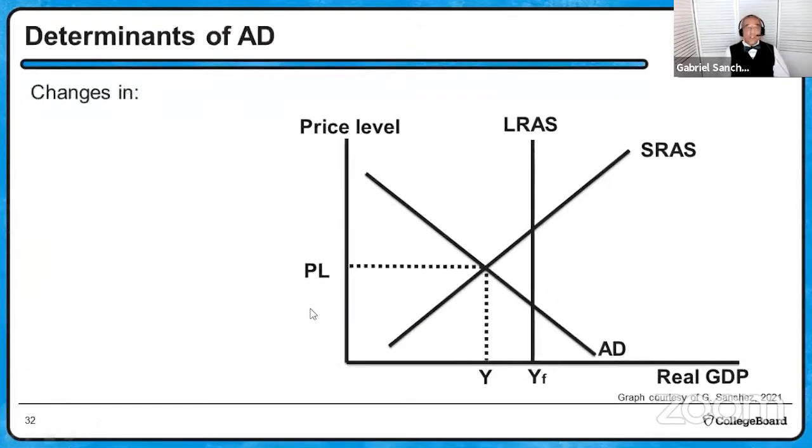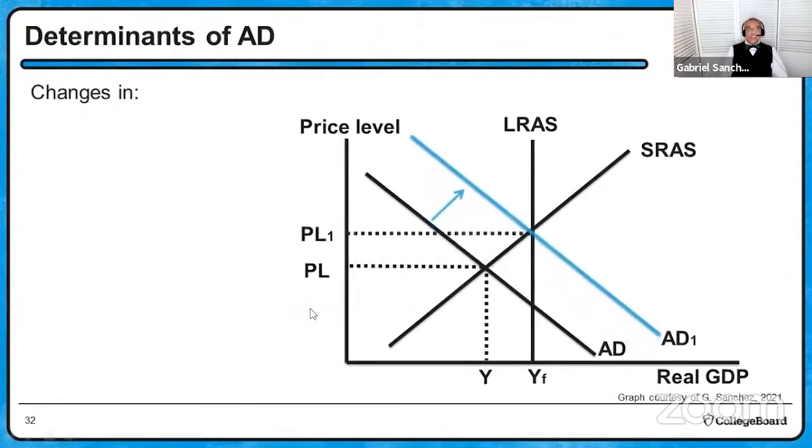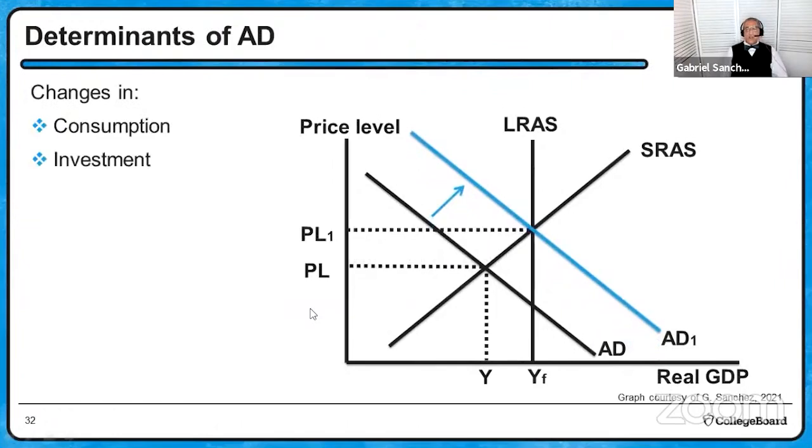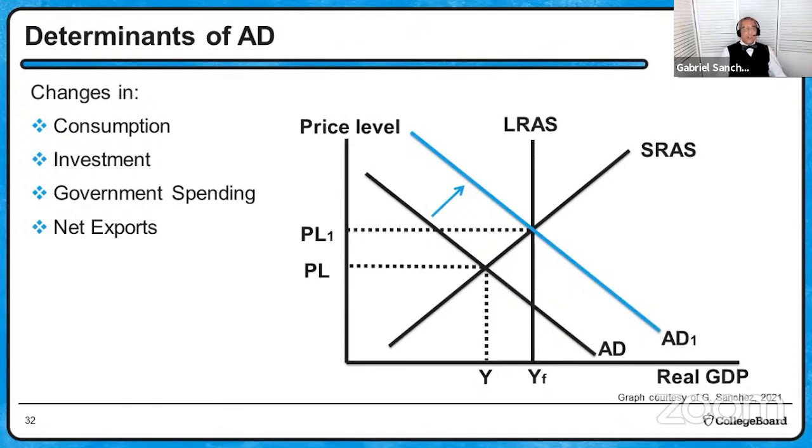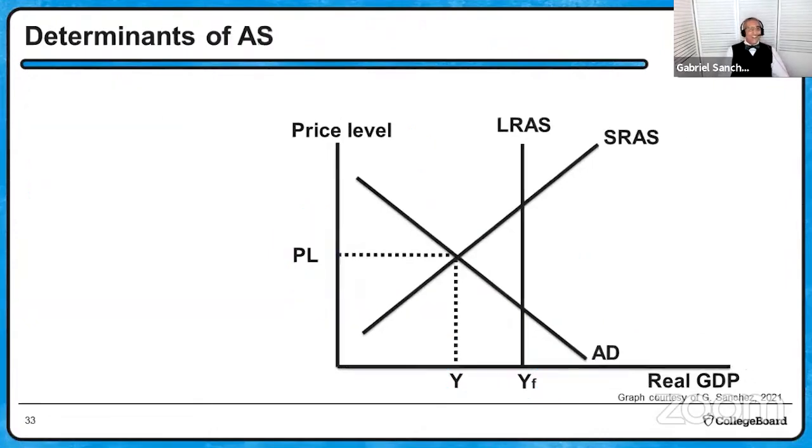We talked about determinants of aggregate demand, and that when you have changes in consumption, changes in investment, changes in government spending, or changes in net exports, this causes a change in aggregate demand. And when you have a change in aggregate demand, that will have a change in output, a change in employment, and a change in price level, as we can see here. And just like we have determinants of aggregate demand, we also have determinants of aggregate supply.